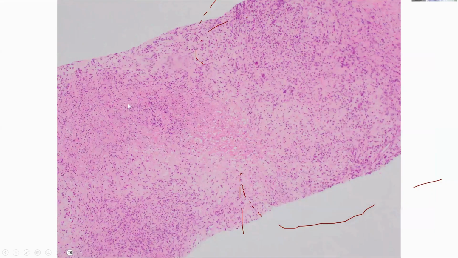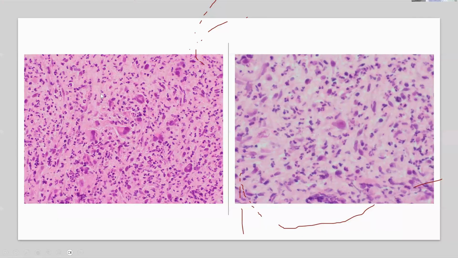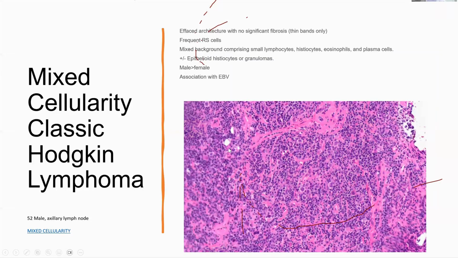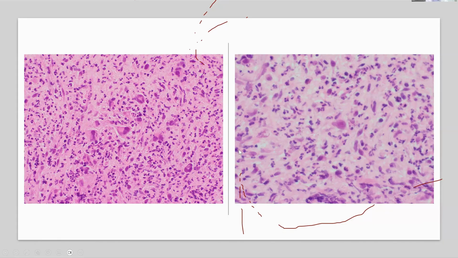So you can see here, this is the same case, a central area of necrosis and then the cellular areas outside. And within these cellular areas, you see the background. Sometimes we refer to it as a dog's breakfast. So it's very much like a mixed population of multiple types of cells, neutrophils, histiocytes, as well as eosinophils. And you see these scattered larger cells, some of which are binucleated, some multinucleated, or mononucleated, as you see here. So this is the typical nodular sclerosis type.